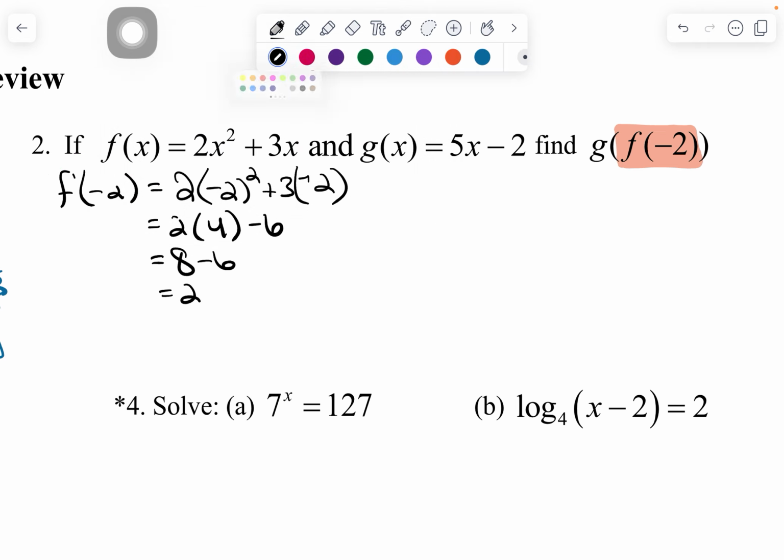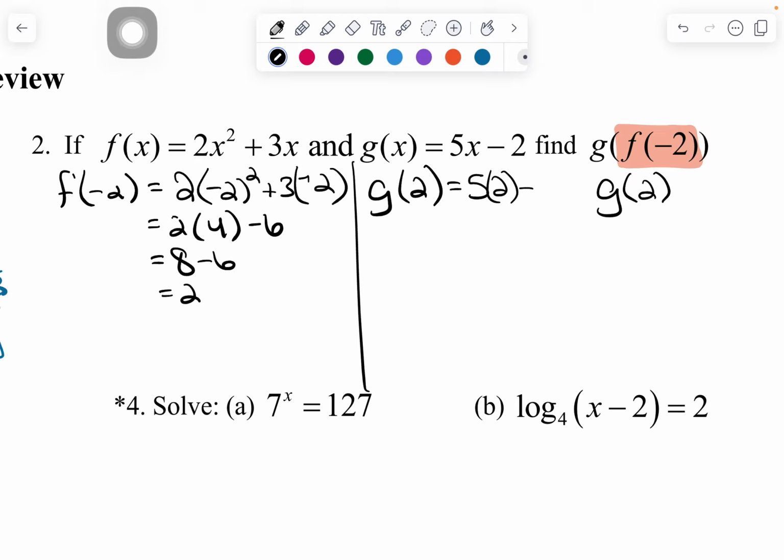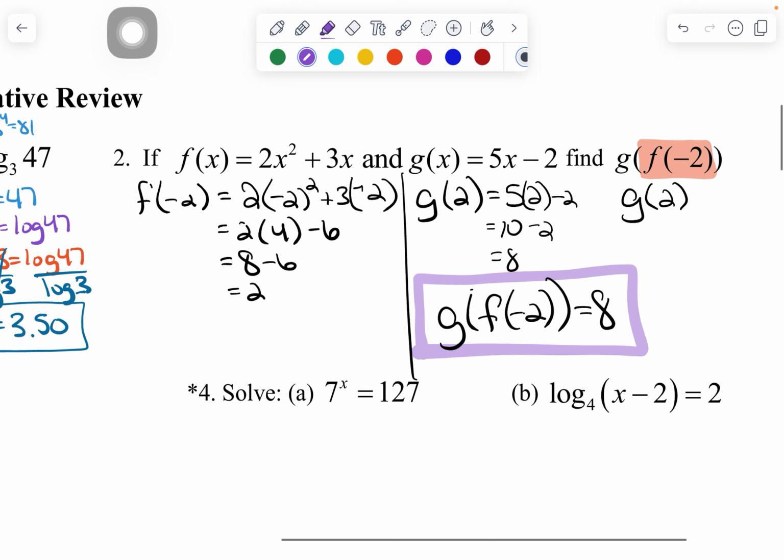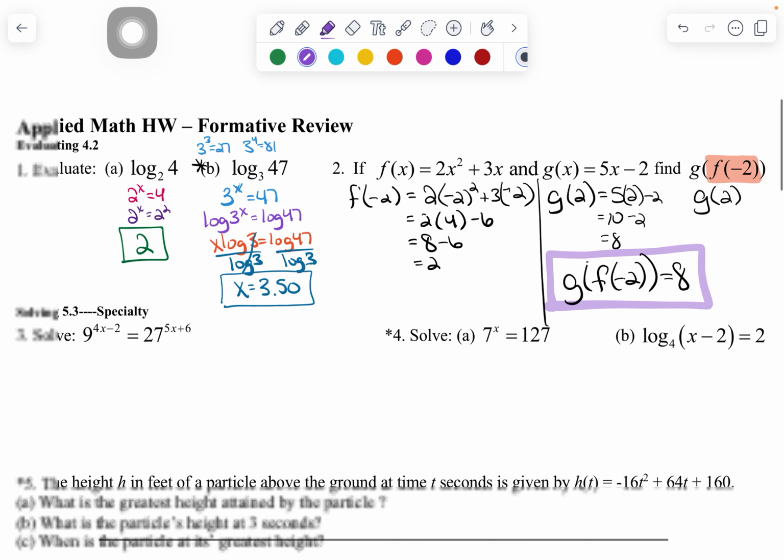So this notation over here, f of negative 2, well, that's 2. So now I want to figure out what g of 2 is. And the line there is just to separate the two pieces. So we're going to do 5 times 2 minus 2, so 10 minus 2, well, that's 8. So g of f of negative 2 is 8. All right, so there we go. So there's the bits, parts, and pieces for question 1 and question 2, which deal with evaluating.